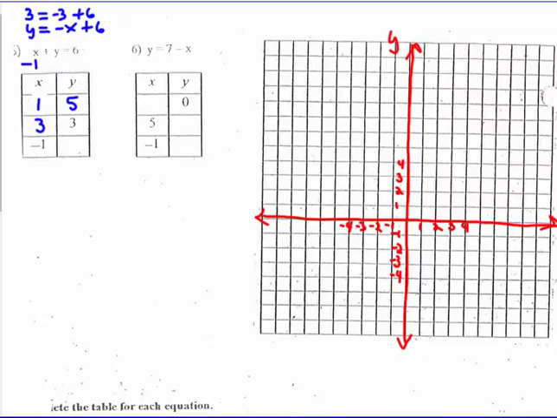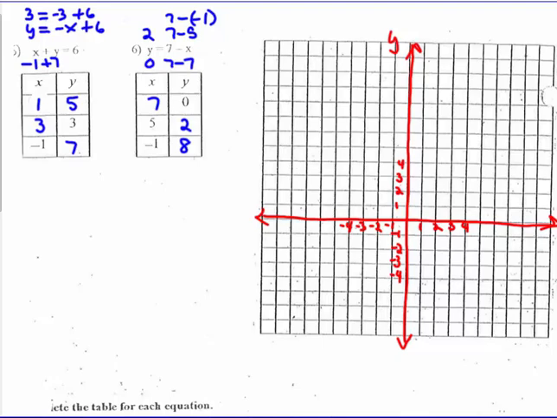So -1 plus what y will give me 6? It's got to be 7. -1 plus 7 will give me 6. So that's the answers to 5. Number 6, y equals 7 minus x. Well, if y is 0, 7 minus, that must be 7. Right? 7 minus 7 equals 0. If x is 5, 7 take away 5, well, y's got to be 2. If x is -1, 7 minus -1, so I'm substituting in the value x, I get 8. y has to be 8.